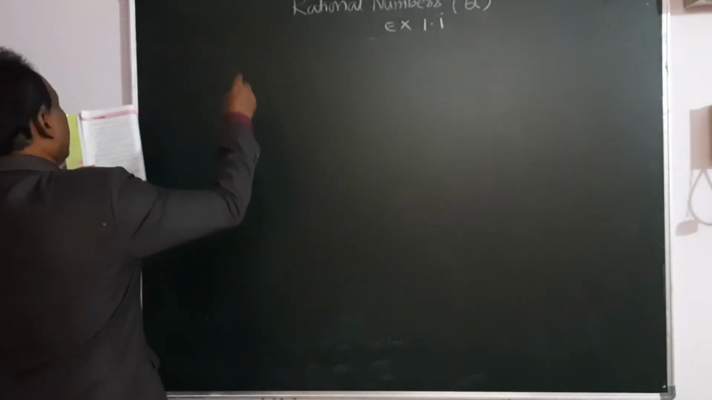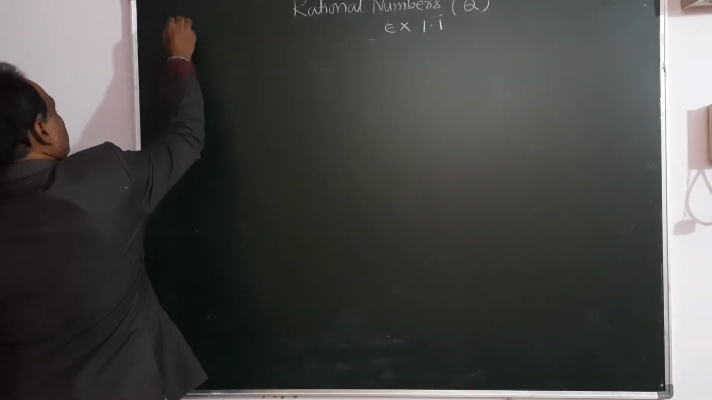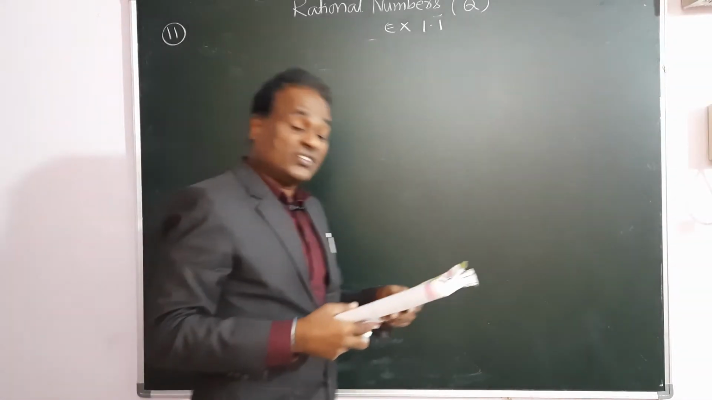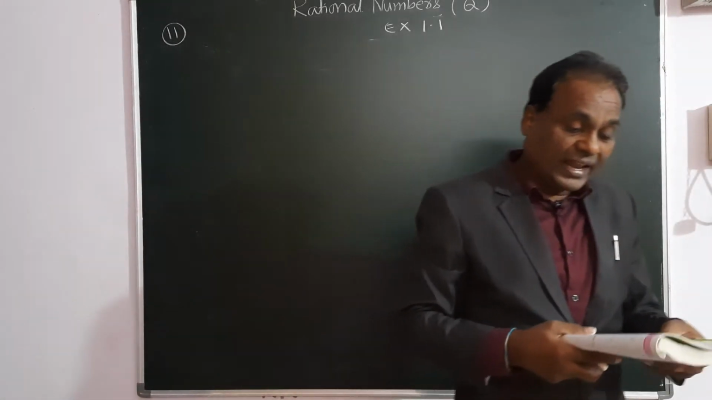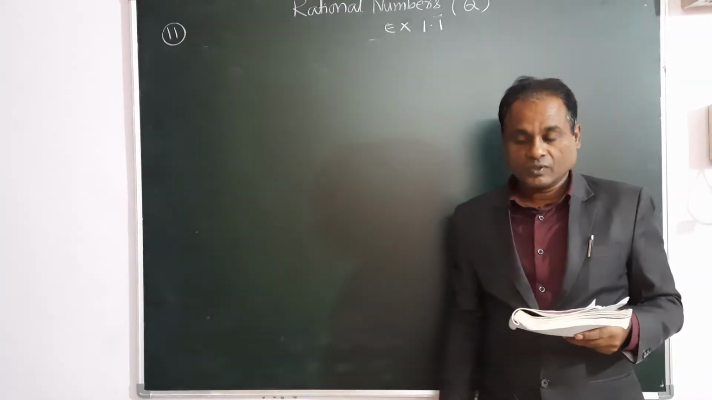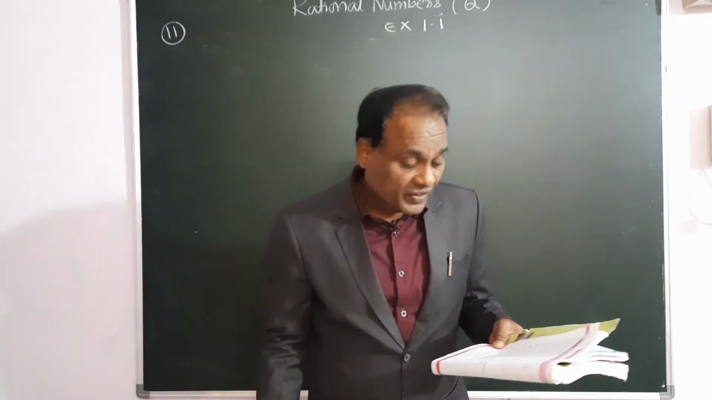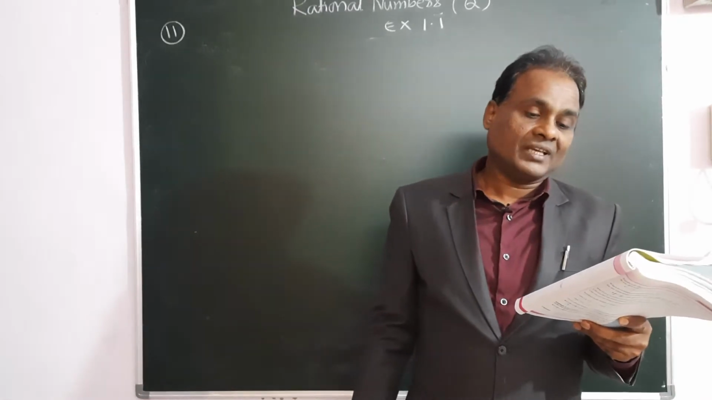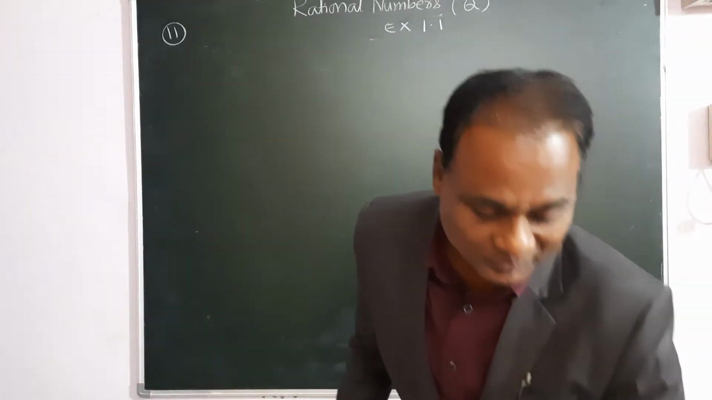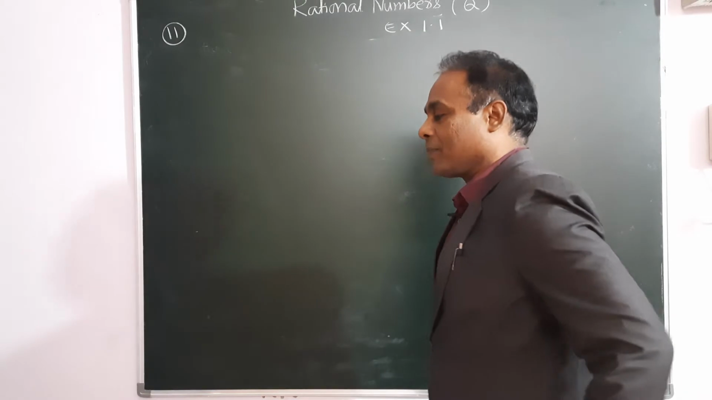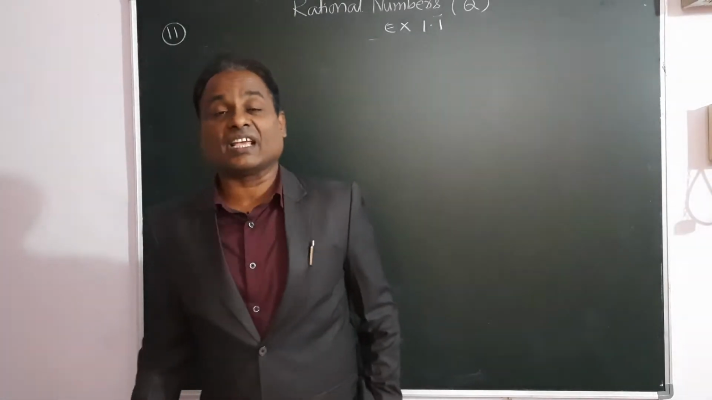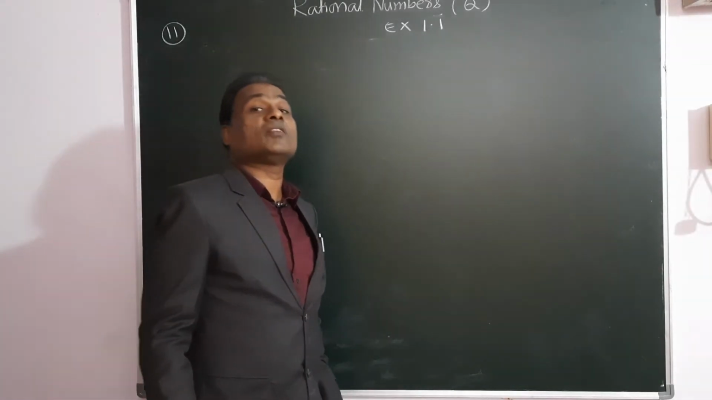The 11th question is: Is subtraction associative in rational numbers? Explain with an example.